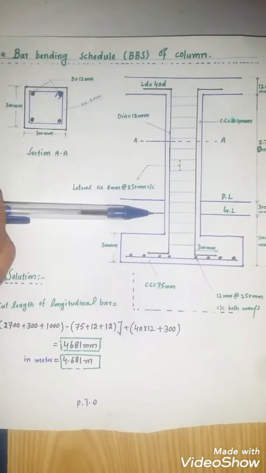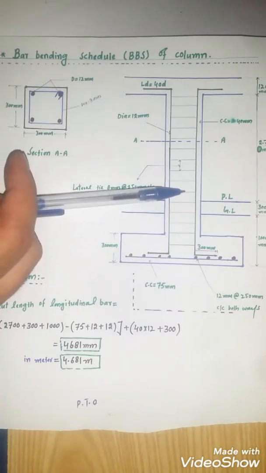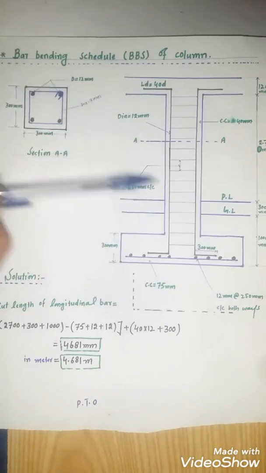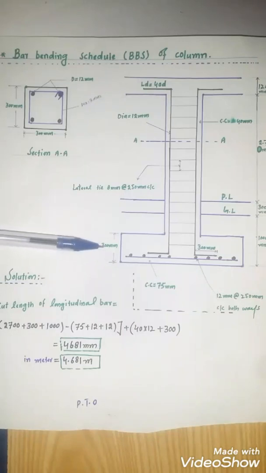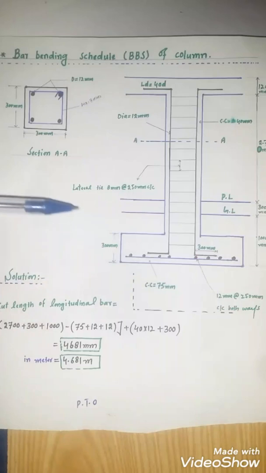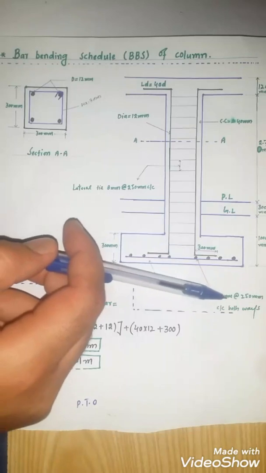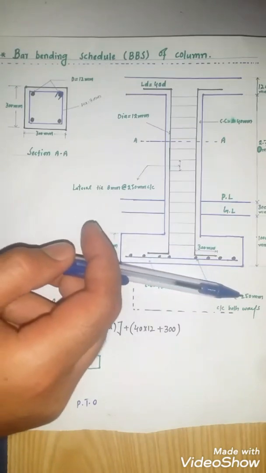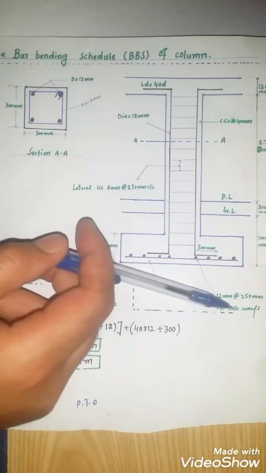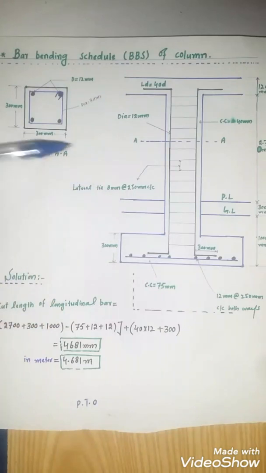This is the cross section of the column. My dear friends, first of all, you need to understand the cross section of this column because this is very important. The depth of the footing is 300 millimeter. Concrete cover for footing is 75 millimeter. This bar diameter is 12 millimeter at the rate of 250 millimeter center to center both ways. These are the footing bars.